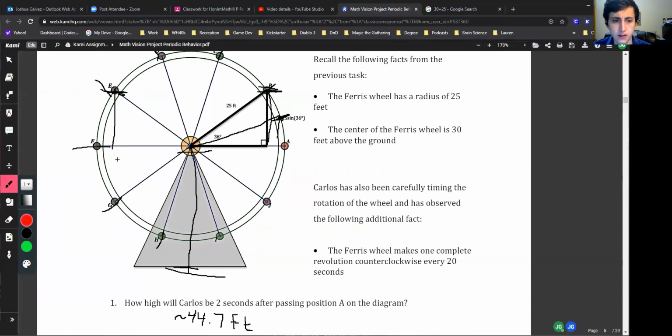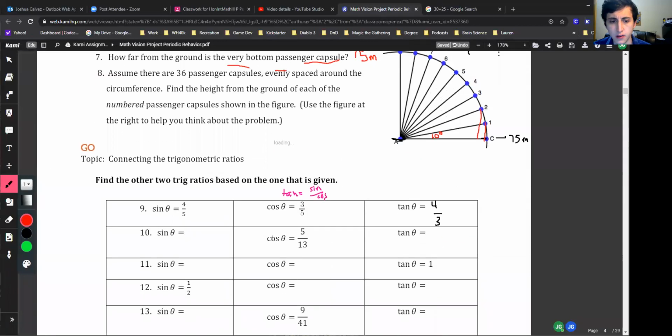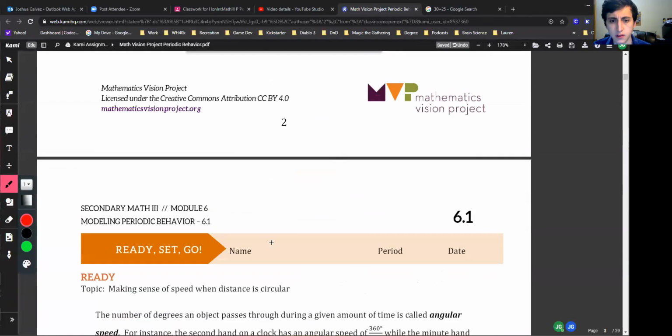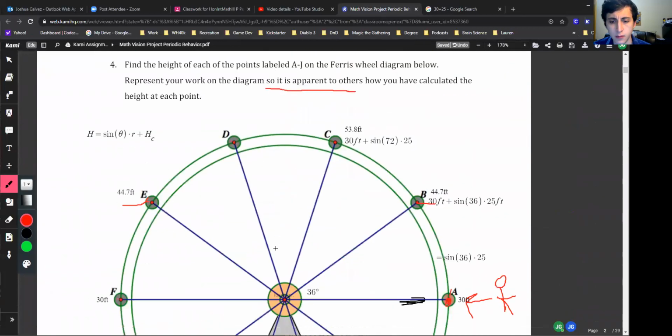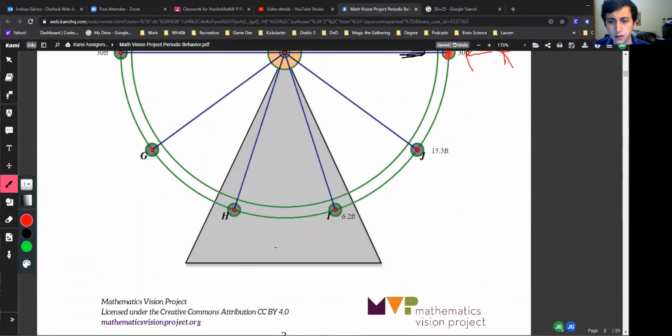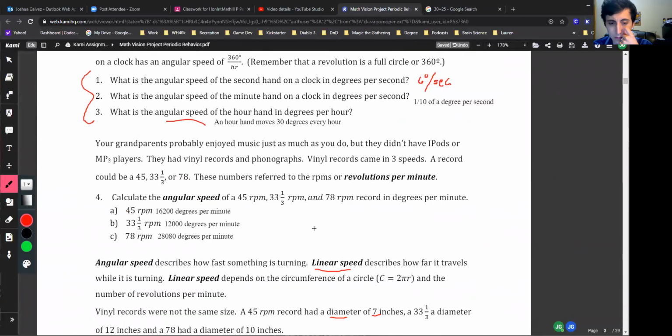18 seconds, so that's going to be here. We actually already calculated that, right? So that's 2, 4, 6, 8, 10, 12, 14, 16, 18. And we actually already calculated this up here. Where was it? Maybe we didn't. I thought we had. Oh, no, we did. 15.3 feet, right? So we already calculated that.